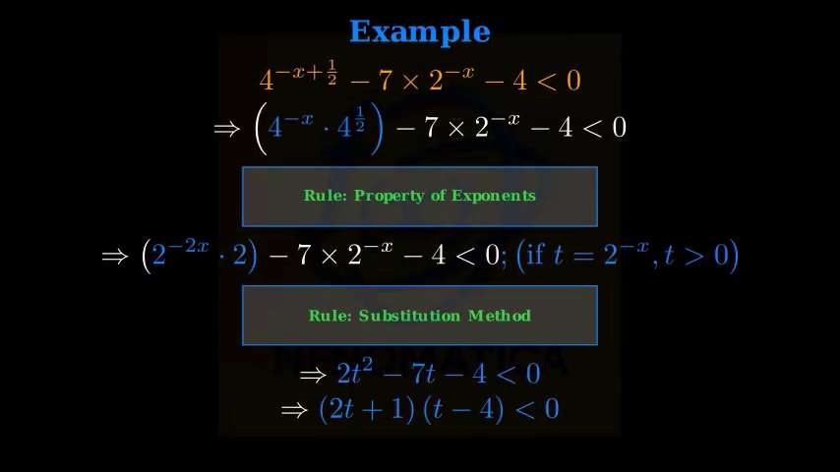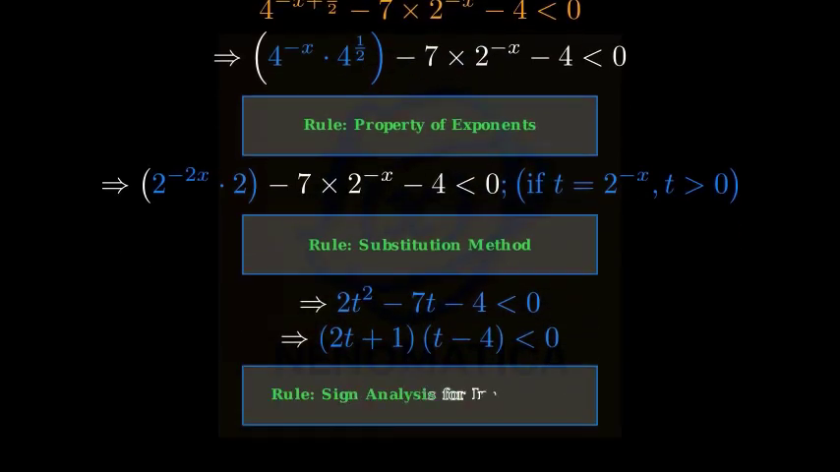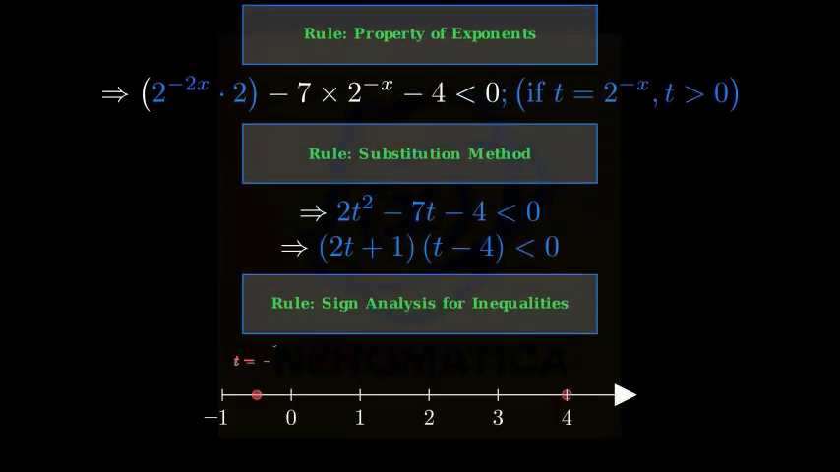Now, we need to factor this quadratic expression. We can factor 2t squared minus 7t minus 4 as (2t plus 1) times (t minus 4) is less than 0. We need to find where this product is negative. A product is negative when one factor is positive and the other is negative. Let's solve for the intervals where this is true.